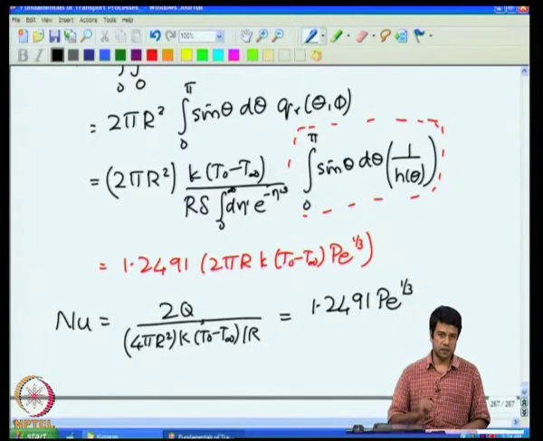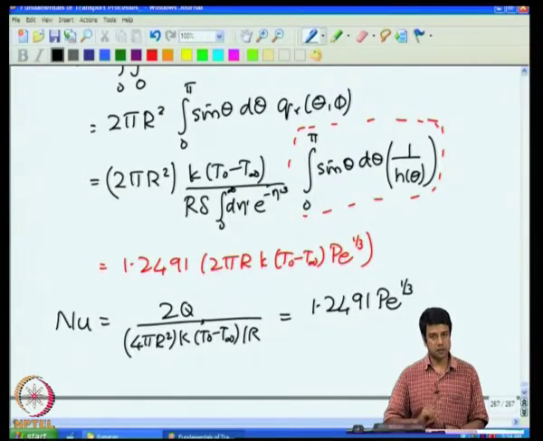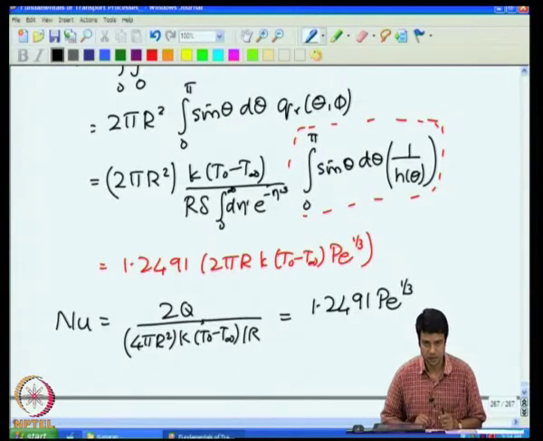So, it differs from the result that I got from a flat plate only in as far as there is a difference in the constant. In all cases, laminar flow near a solid surface with a no slip condition at the surface, the Nusselt number is always proportional to the Peclet number power 1/3. Okay.